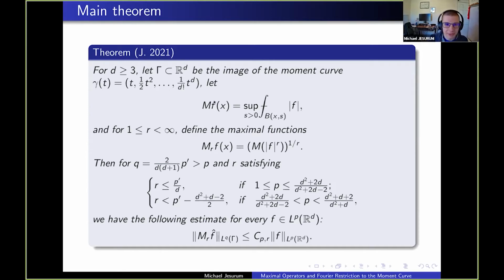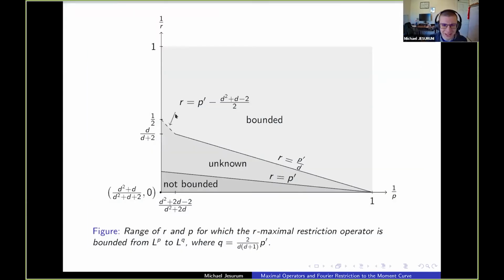In d bigger than 3 dimensions, we're looking at these maximal functions, these M_r. And for r and p and q in this horrible looking range, we have a maximal restriction theorem: M_r f hat in L^q of gamma is bounded by f in L^p of R^d. Let's look at a picture, because parsing that range is not fun.